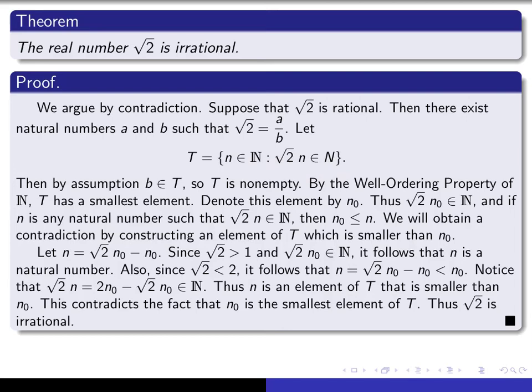And therefore, our assumption that root 2 is rational must be incorrect, and so root 2 must be irrational. That completes the proof.